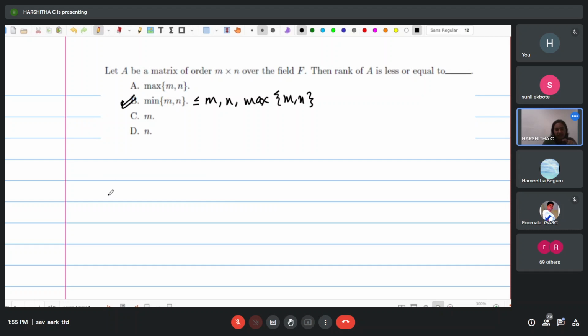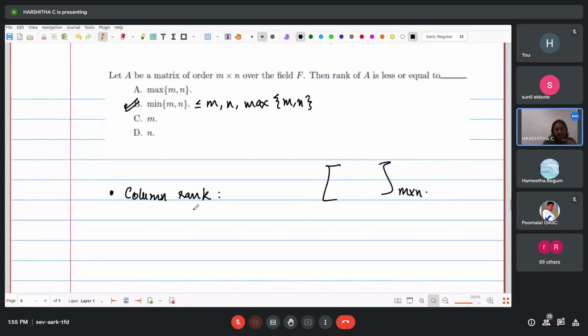So suppose your definition is column rank. The matrix is an m cross n matrix. If you take the definition as column rank, you know that the columns are contained in a subspace of Rn. The column space is contained in Rn. So definitely the rank has to be less than or equal to m. And how many columns do we have? We have n columns.